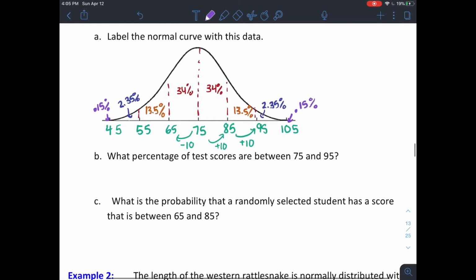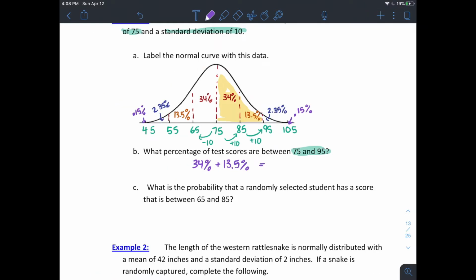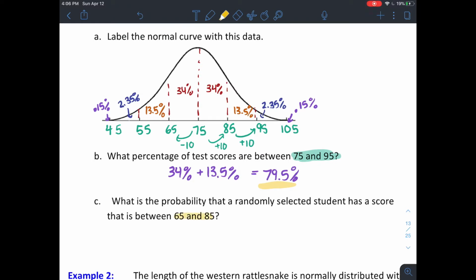Okay, now that it's all labeled up, I can answer questions about probabilities and percentages. We want the percentage of test scores between 75 and 95, so that is within that range right there. Between 75 and 85 is a 34% probability, and 85 to 95 is 13.5%. So the probability it's in between that range anywhere is, add them up, 47.5% chance that you'll have a test score that falls within that range. Yes, it just says 79.5 now. Ignore that. I fixed it.